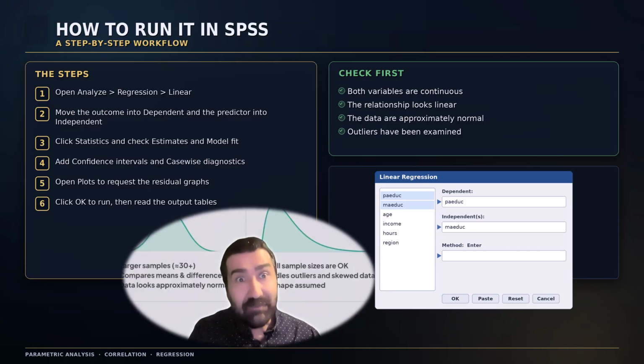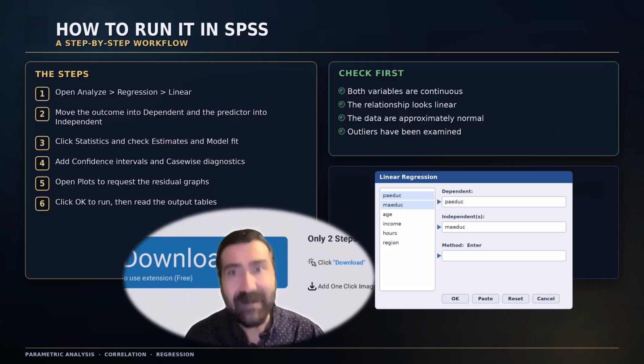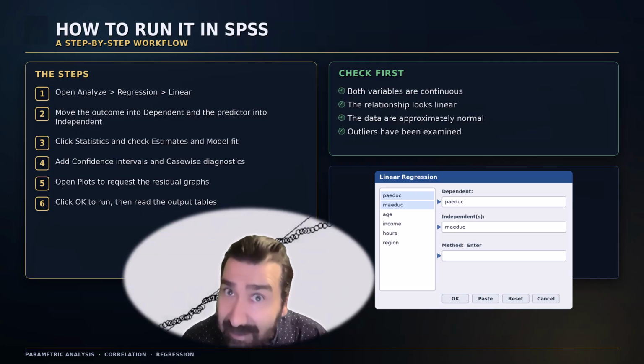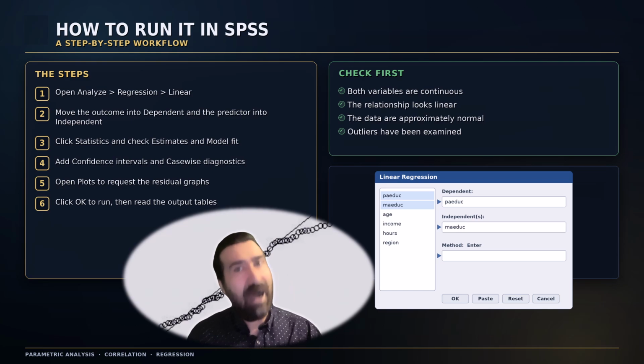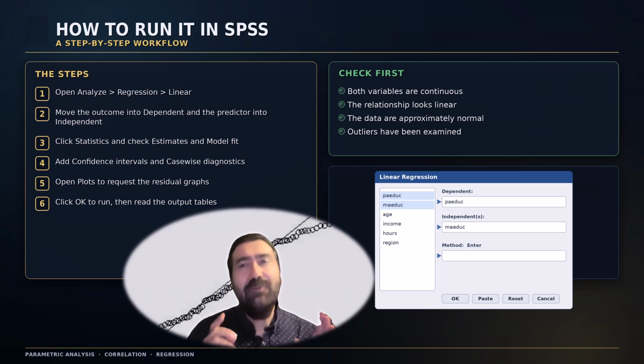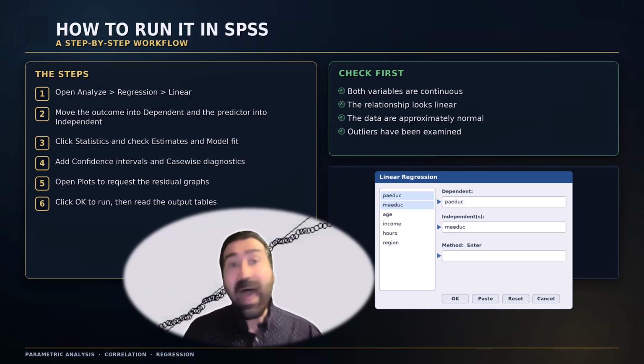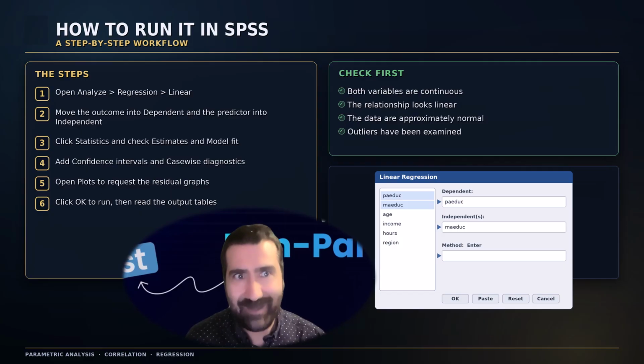But before you even begin, do a quick gut check. Make sure both of your variables are continuous. Make sure the relationship looks roughly linear. Make sure data is approximately normal. And take a second to eyeball it for outliers. The 30-second check saves you from a whole world of headaches later on.